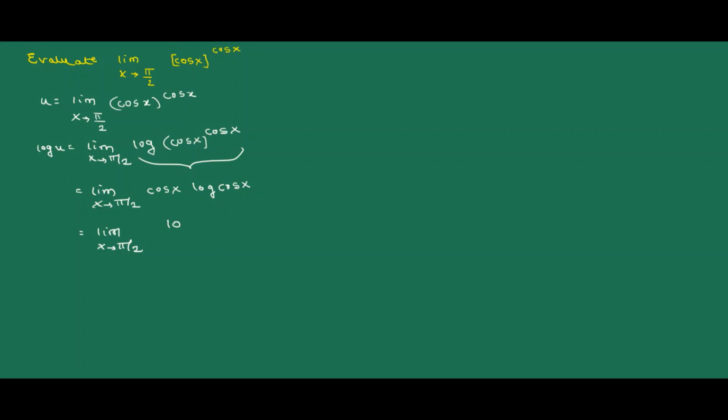Now I will keep log cos x as it is. Transpose this first term in denominator, we can write it as 1 divided by cos x is equal to limit x tends to pi by 2 log cos x divided by sec x. This is log u is equal to.